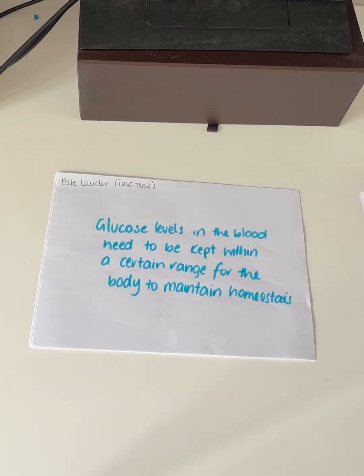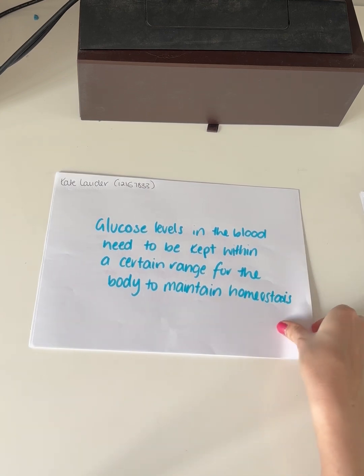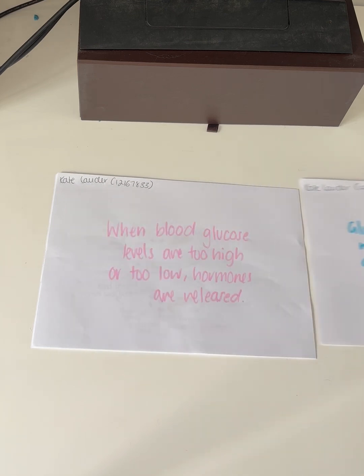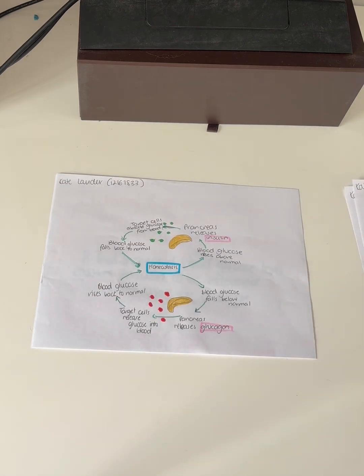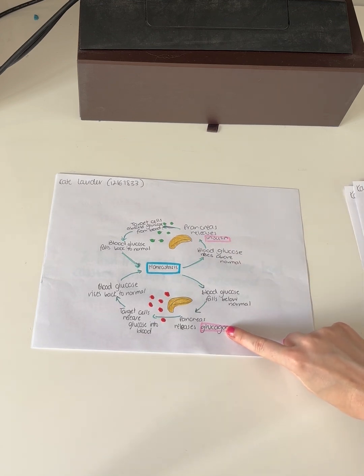Glucose levels in the blood need to be kept within a certain range for the body to maintain homeostasis. When blood glucose levels are too high or too low, hormones are released. Now let's talk about the two hormones and how they work. I'm going to show you a diagram to demonstrate this. So you can see here where insulin is and where glucagon is. Homeostasis is in the middle.